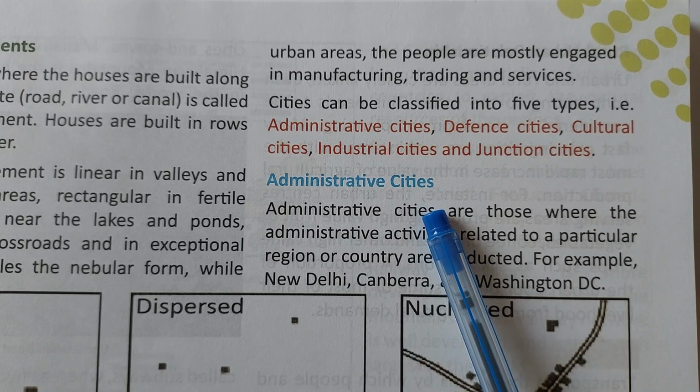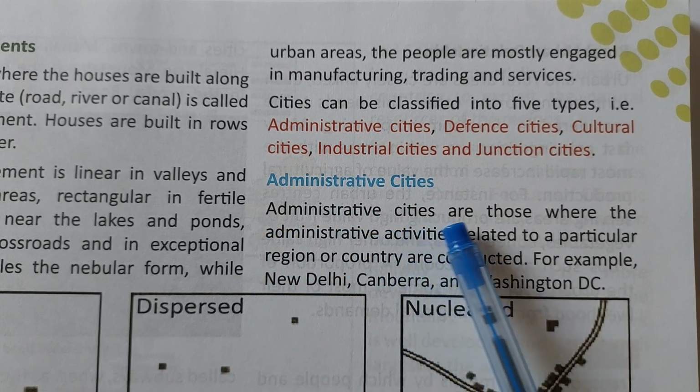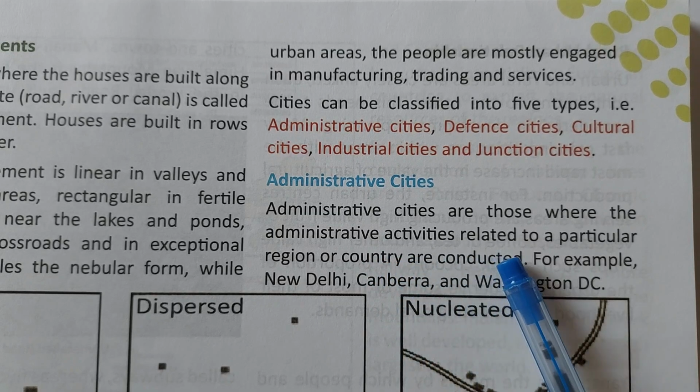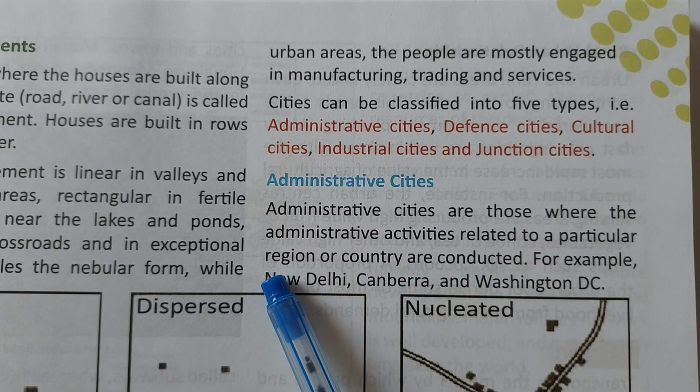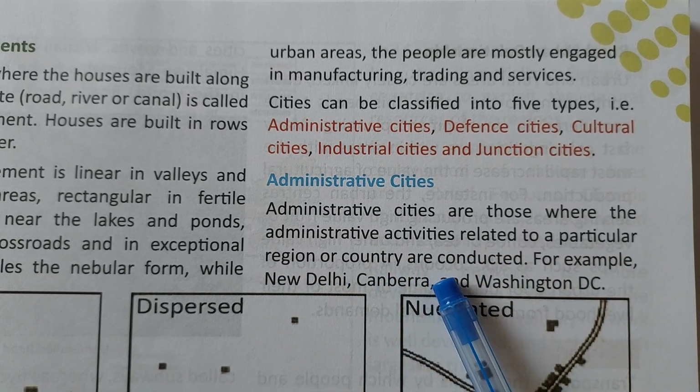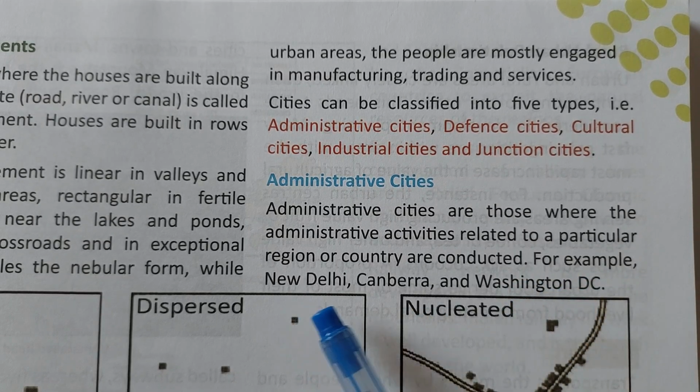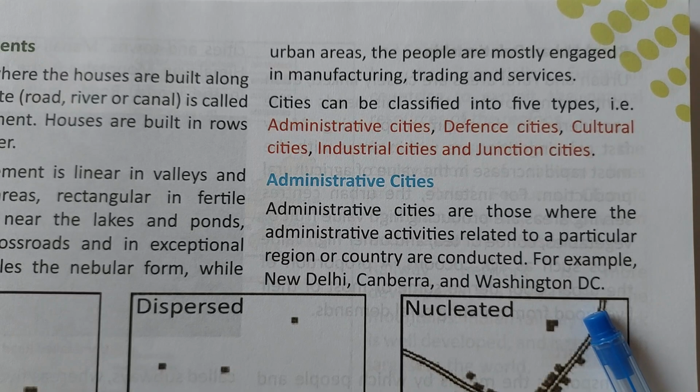Administrative cities. Administrative cities are those where the administrative activities related to a particular region or country are conducted. For example, New Delhi, Canberra, and Washington, D.C.